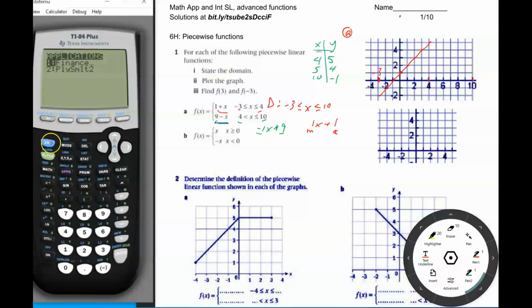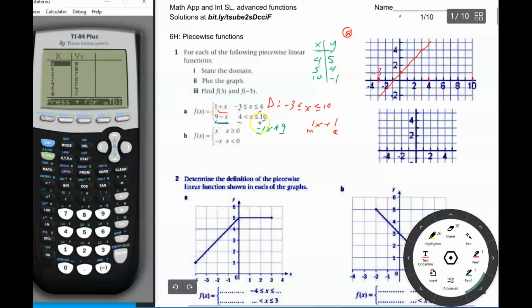Of course, you could also do this by putting it in the calculator. You're going to put it into y equals, and then we're going to put in 9 minus x, and then look at the table. Just ignore the numbers x equals 0, 1, 2, 3, because this function is only valid from x equals 4 to 10. So then you just look at, 4 corresponds to y equals 5, 10 corresponds to y equals -1, etc.